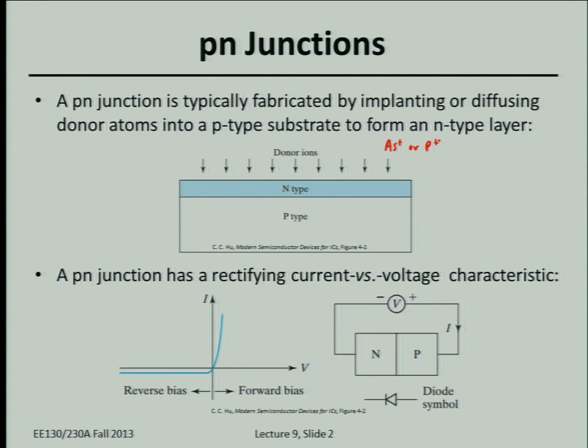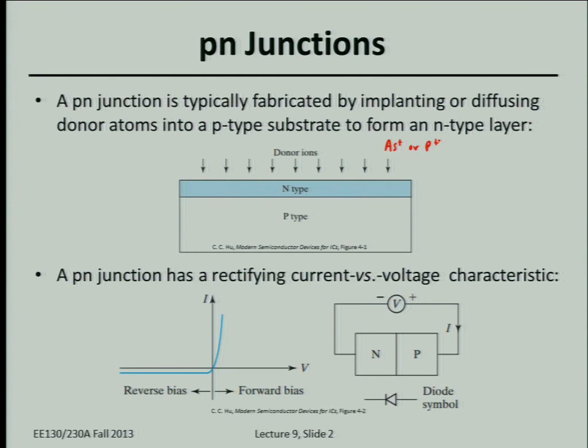Okay. Now, once we form a p-n junction and we form metal contacts to the n-type and p-type regions, we can apply voltage. And if you apply voltage, you'll see a rectifying characteristic. Okay? So a p-n junction pretty much will always show a rectifying characteristic.